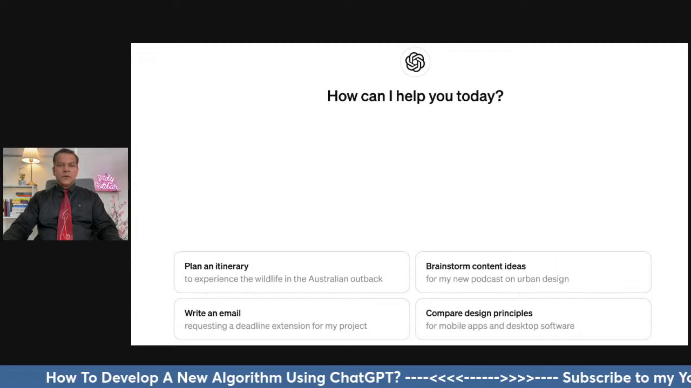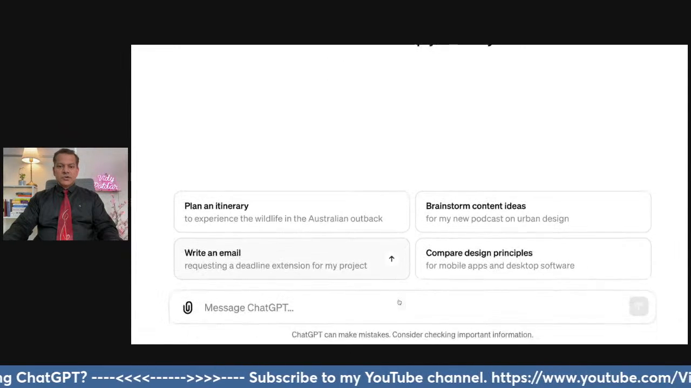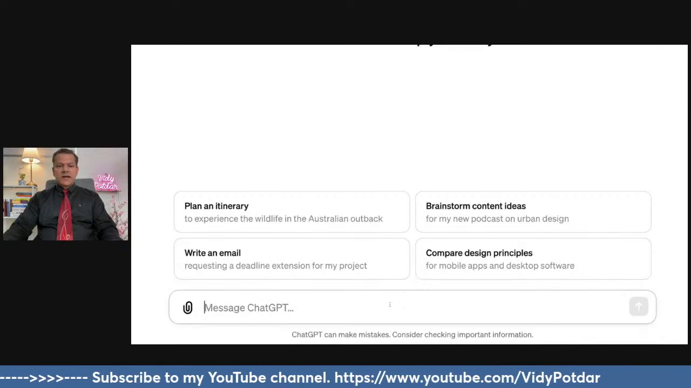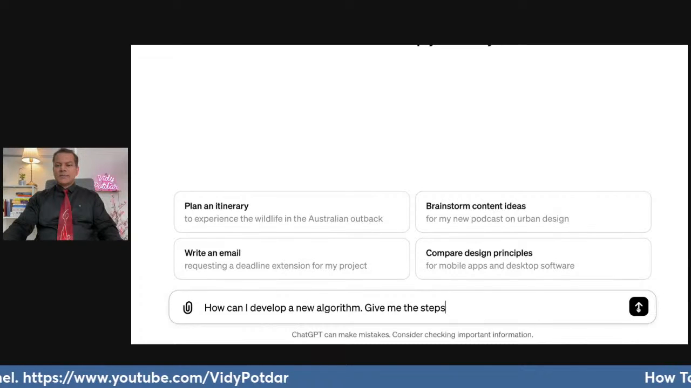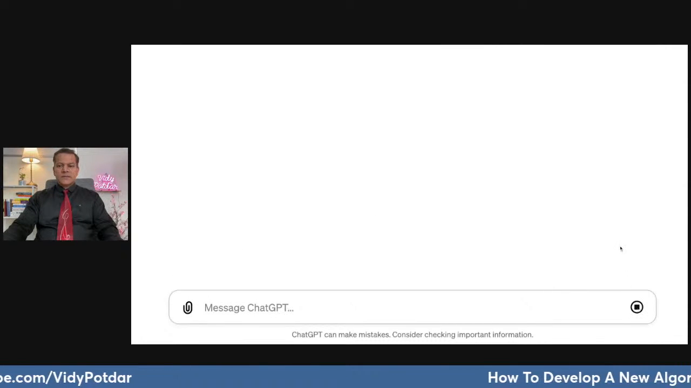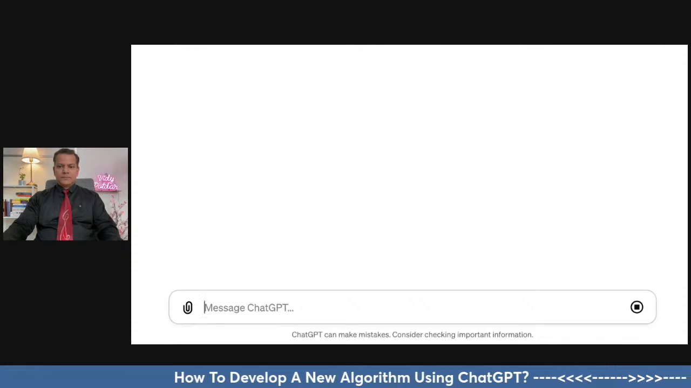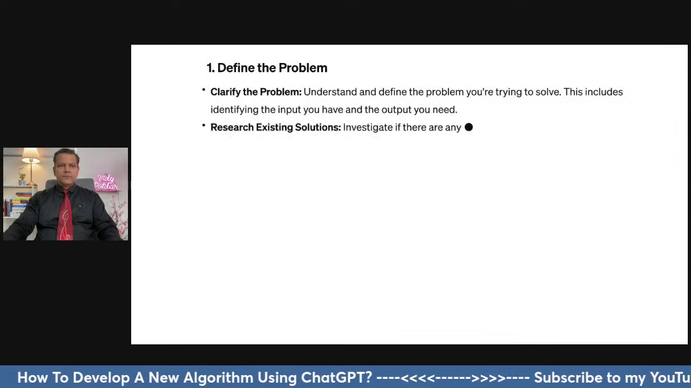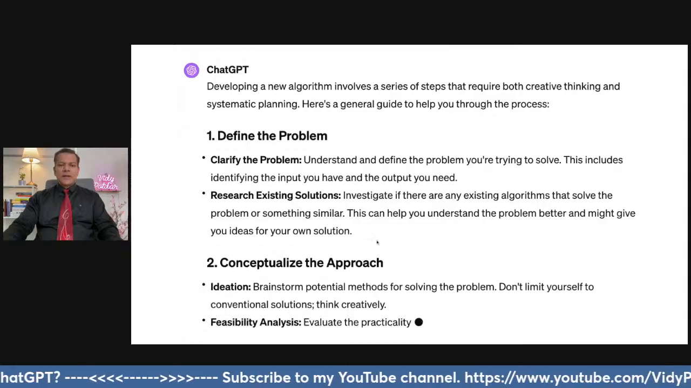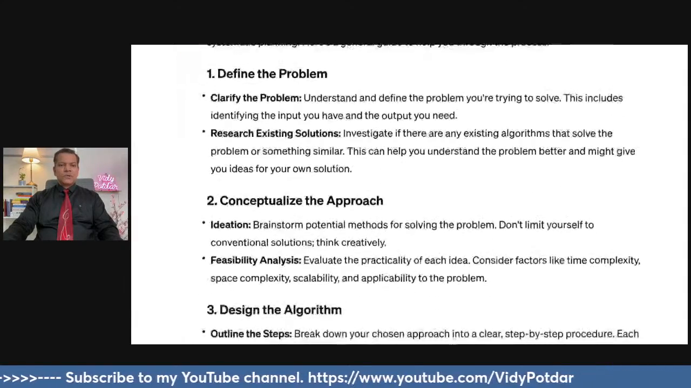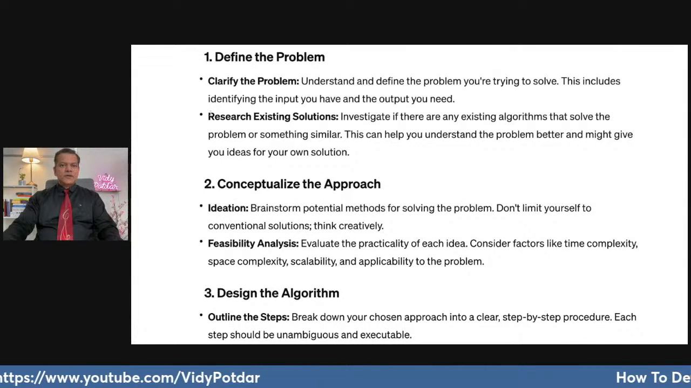Okay, so if you all have opened up ChatGPT, I'll start showing you the prompts that I can use. I want to start with a very simple prompt: how can I develop a new algorithm? Give me the steps. Okay, so the answer starts here: define the problem, conceptualize the approach. In the problem definition, you have to clarify the problem and research existing solutions.